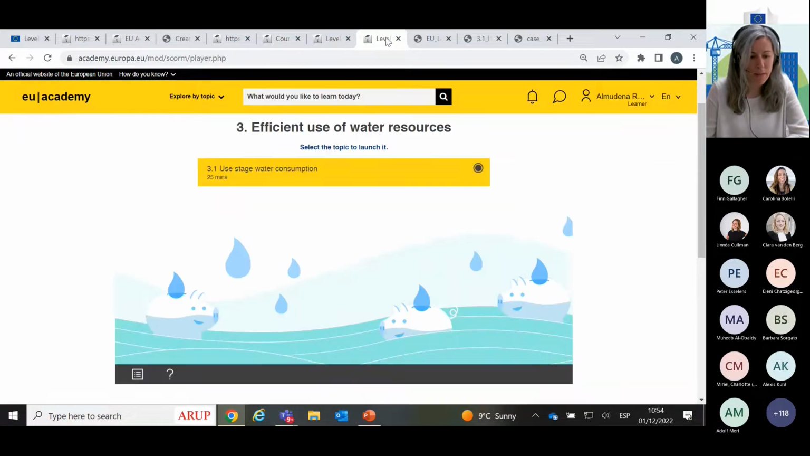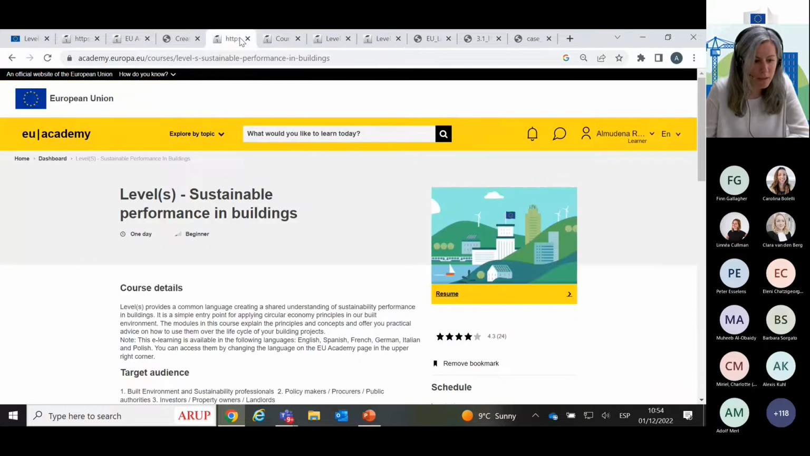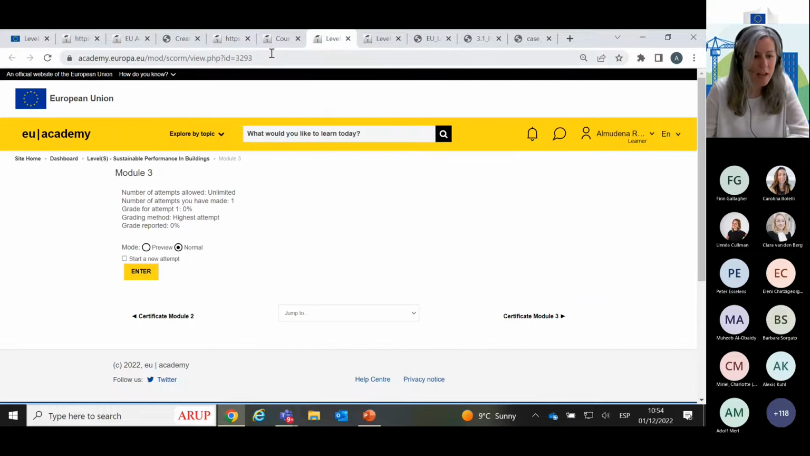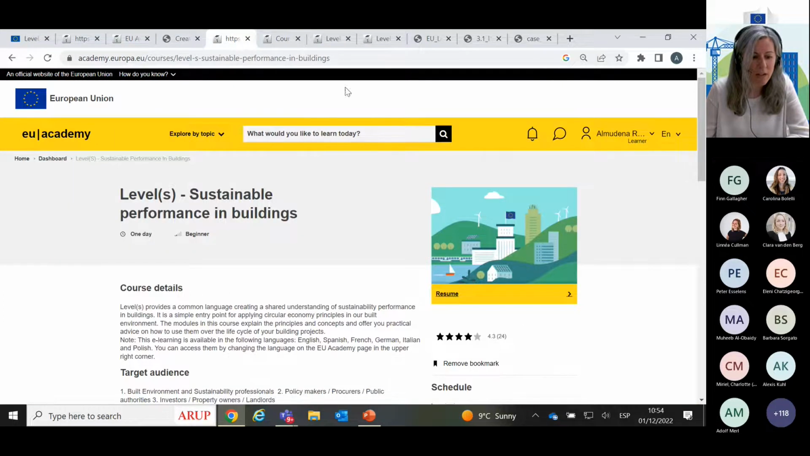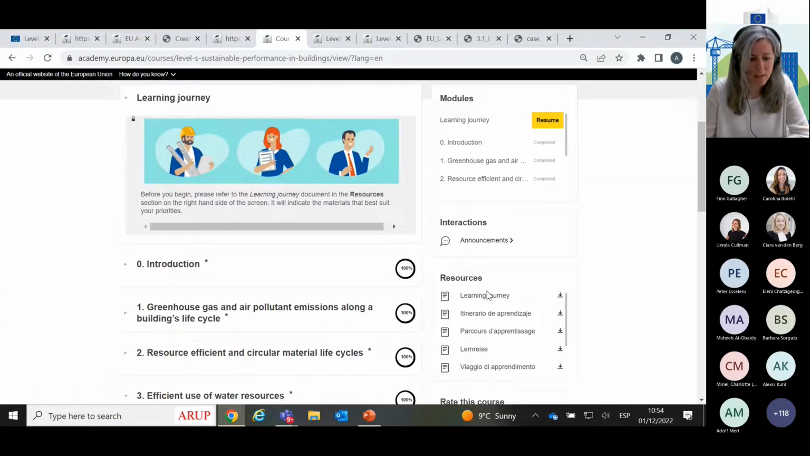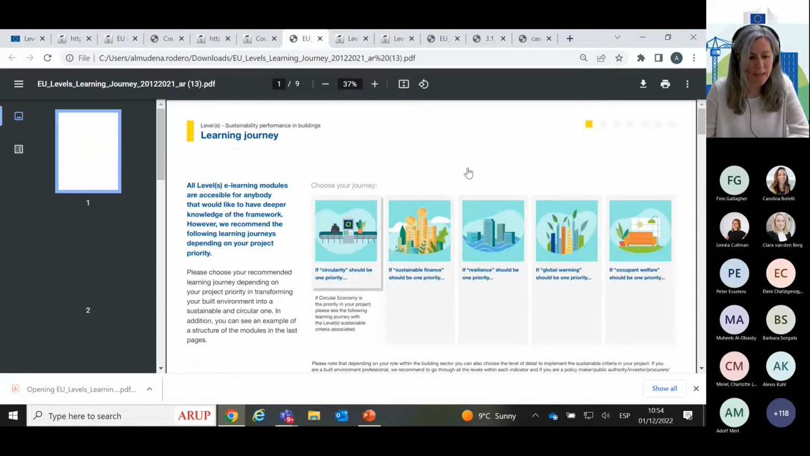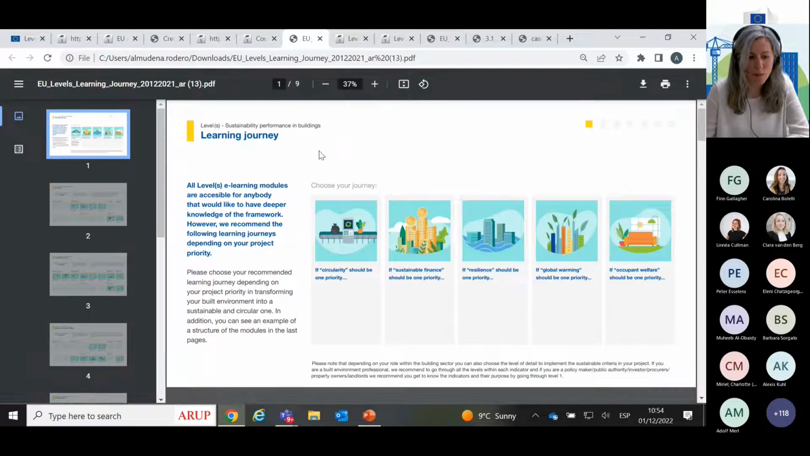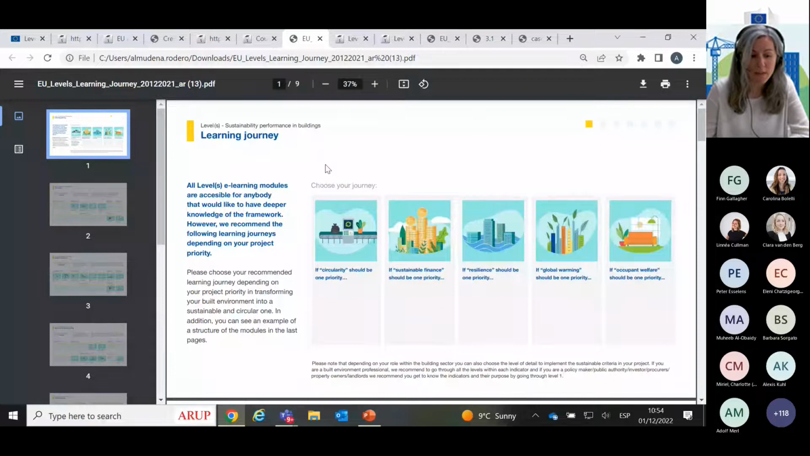This is the recommended one. Let me show you. Sorry, I'm going to open it again. The learning journey, which is this page, this PDF, is the recommended journey per priority.